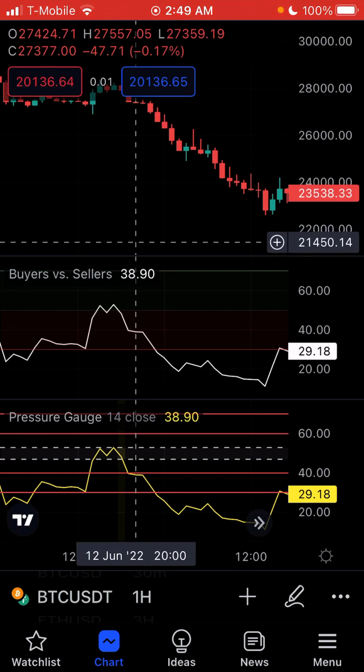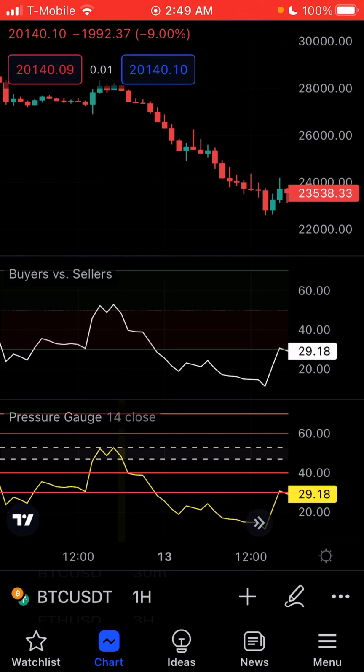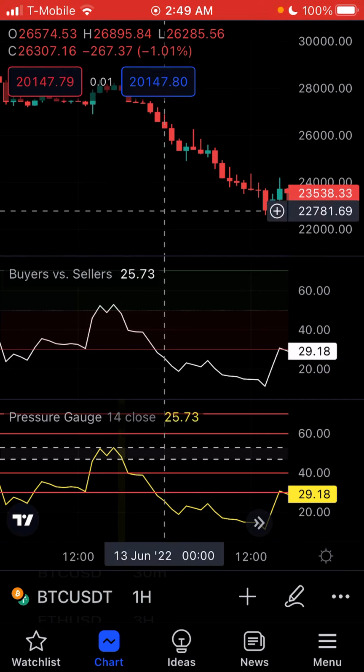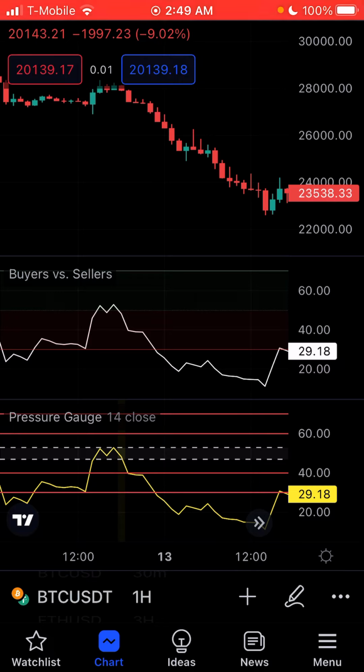So what I look for is when I see the little pressure gauge, and sometimes they're a little easier to find, but then once I see that, I look directly at the buyers and the sellers. And I look at the point of where the indicator is during the moment when the pressure gauge is there. So if you look very carefully, the moment that pressure gauge is on the bottom there, you'll see that it's in the green zone, which means it's in the buying zone.